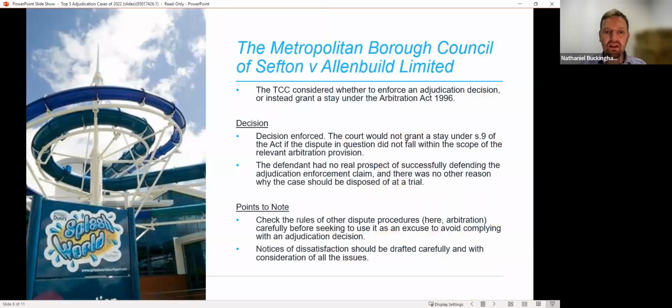So our last case is Sefton Metropolitan Borough Council against Allenbuild. This relates to a claim for alleged defects under an NEC2 contract for the construction and maintenance of a water-based theme park. The council obtained an award at adjudication for 2.2 million, and Allenbuild, the contractor, sought to challenge that enforcement.